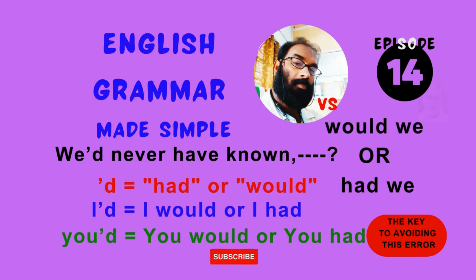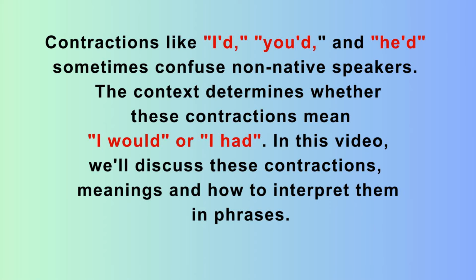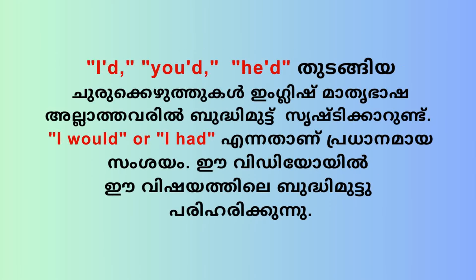In this video, we will discuss contractions like I'd, you'd and he'd, which sometimes confuse non-native speakers. The context determines whether these contractions mean I would or I had. In this video, we will discuss these contractions, their meanings and how to interpret them in phrases.